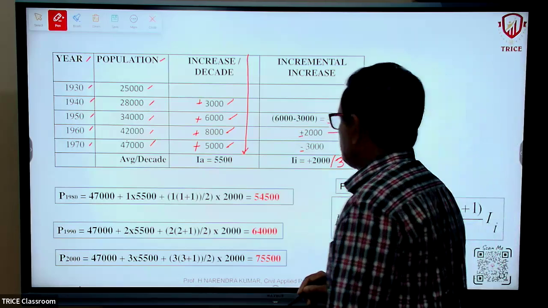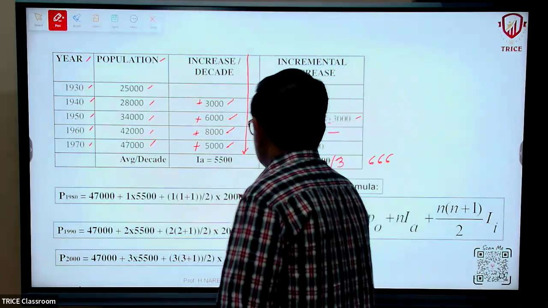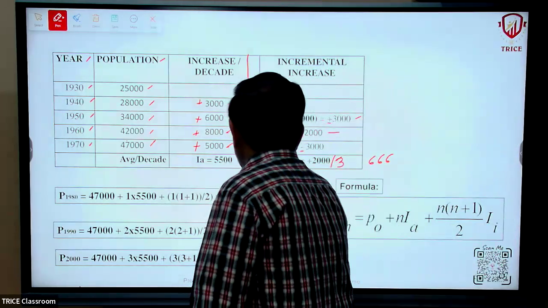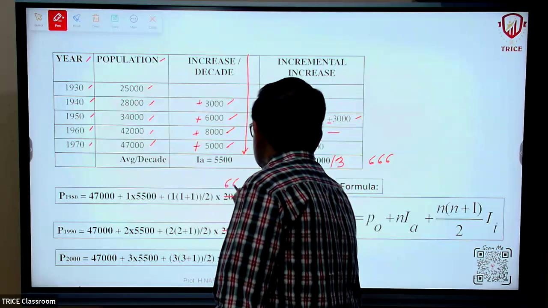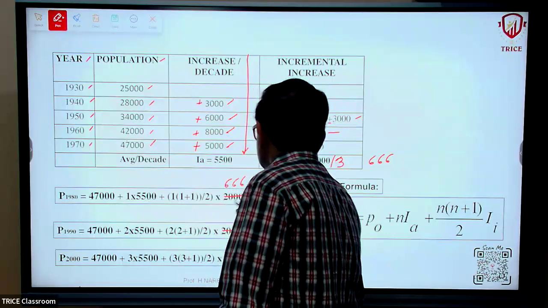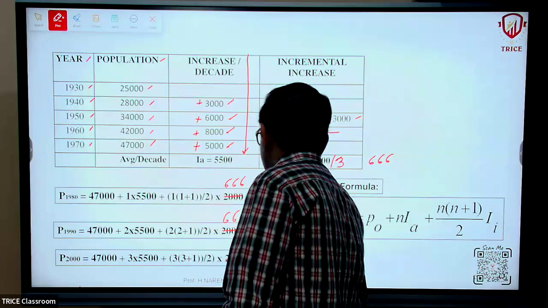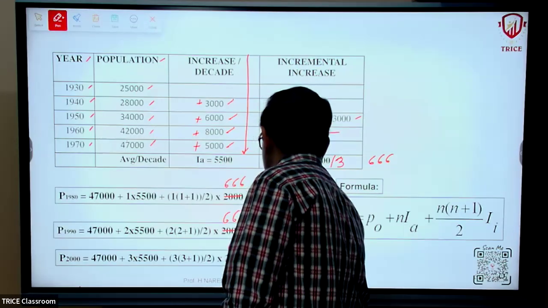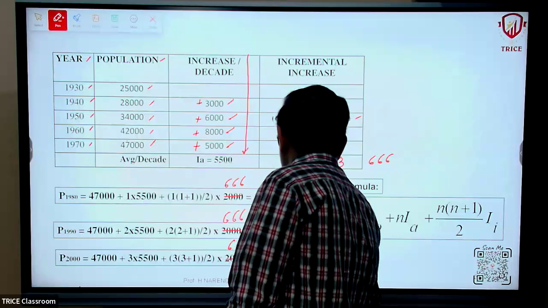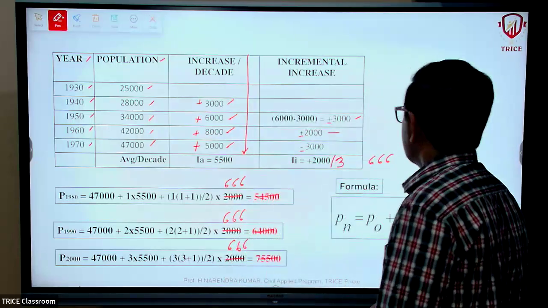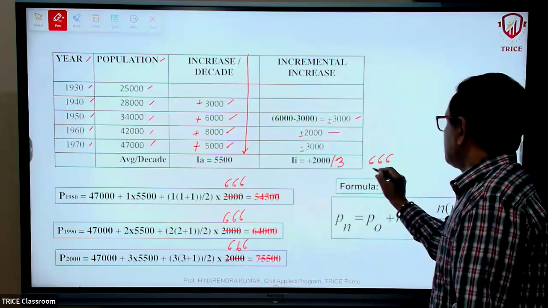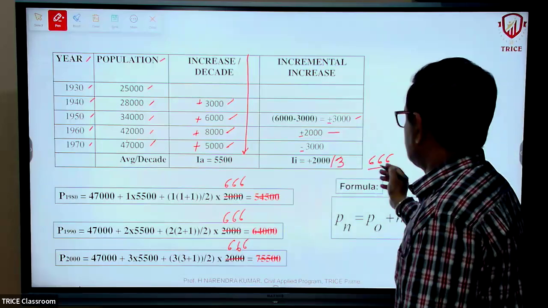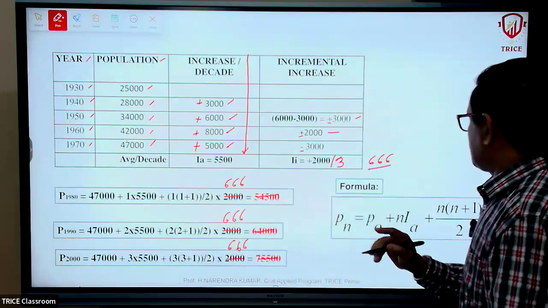Okay. So you need to make use of this value. Just make some corrections here. So this will be 666, and this is 666, and this is 666. Because this is nothing but the average value. Okay, you will get 666 here. So the same thing, let me explain once again.